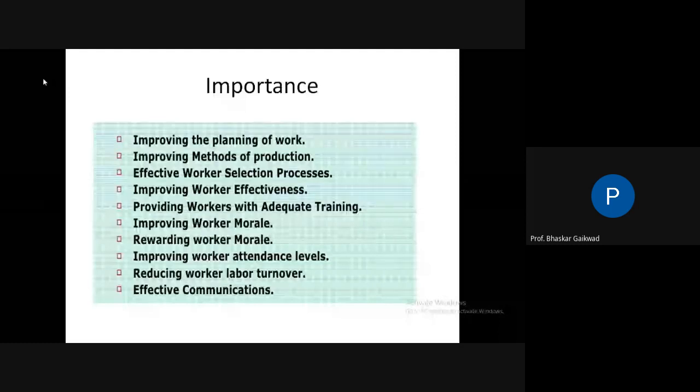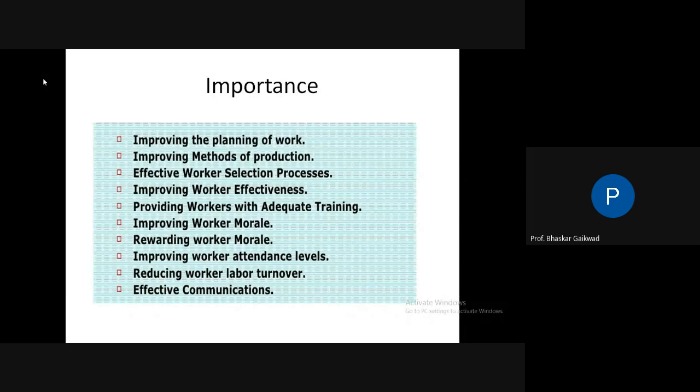Effective worker selection process. If we know the right person at the right place by the work study, then the selection process of the workers will be easy. To select any workers in the industry, we actually require work study, because work study tells us there should be a right person at the right place, and we have to get the work done from the same right person, and as it is, the right material should be there.